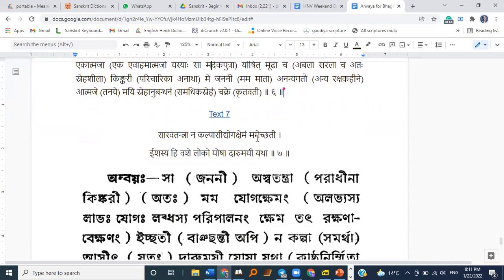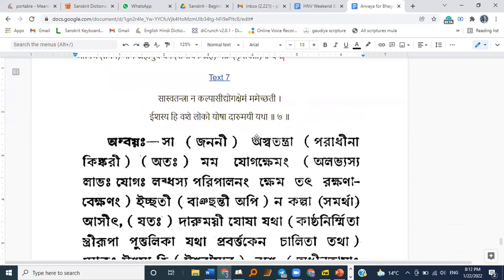Text 7. Sa swatantra nakalpasi yogakshemam mamechati ishasya hi vashe loko yosha darumai yatha.